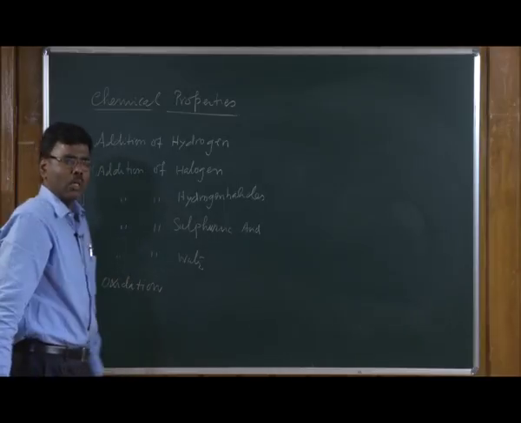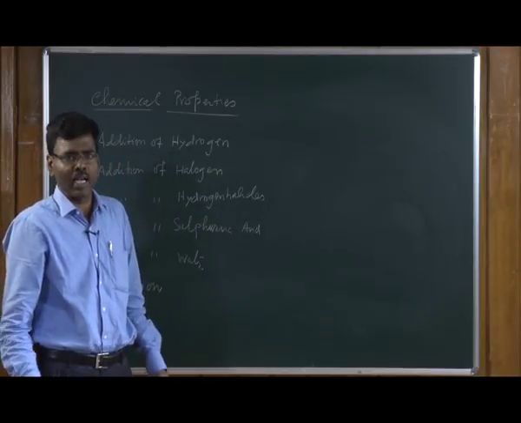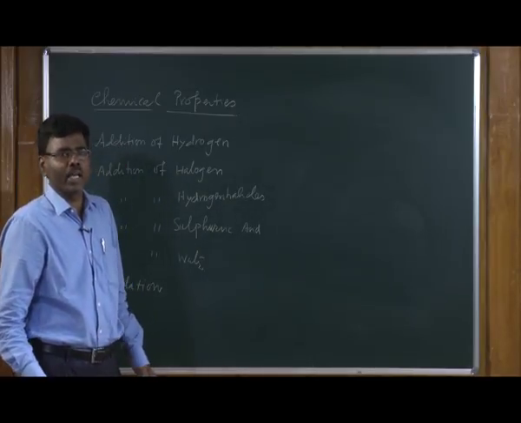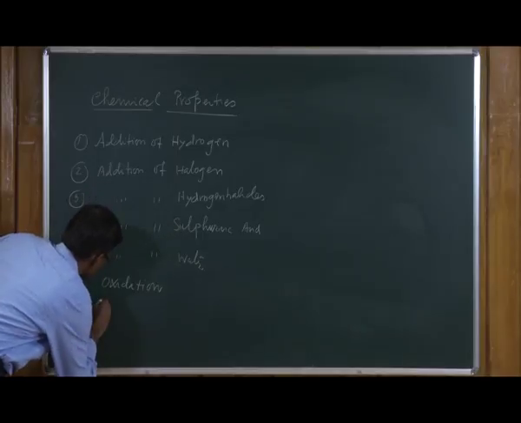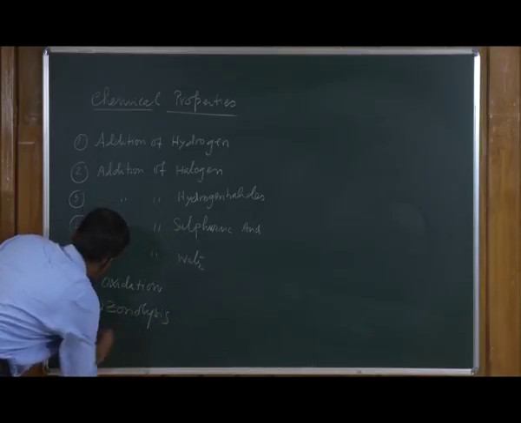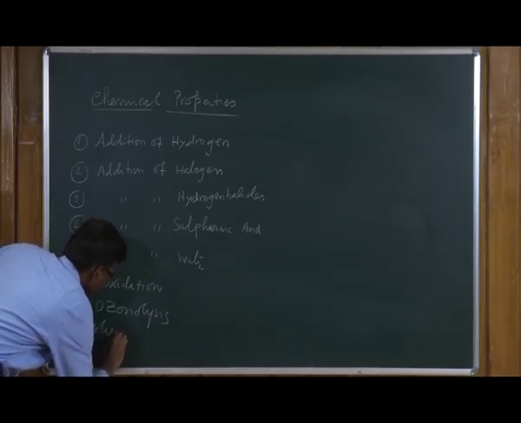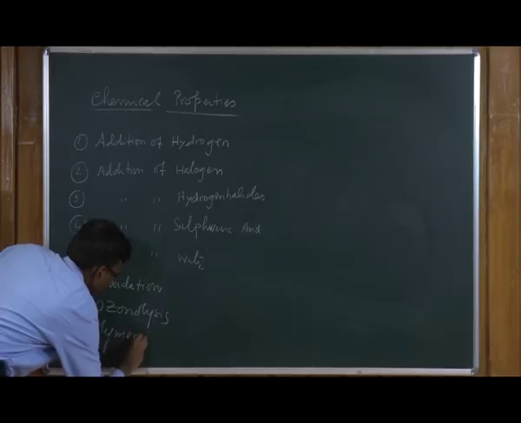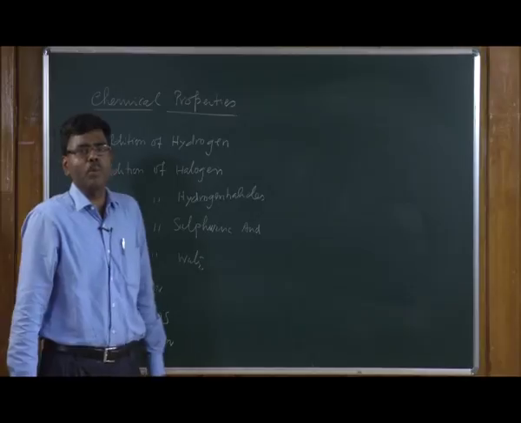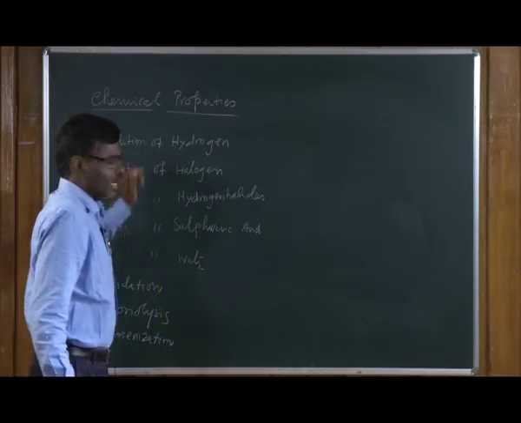There are two types of oxidation reactions we will study: oxidation of alkenes to diols and carboxylic acids, then dicarbonyl compounds like aldehydes and ketones, that is ozonolysis. At the end, we will study polymerization. These are very important reactions, and let us now focus on the addition of hydrogen.